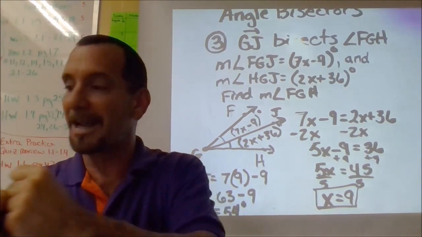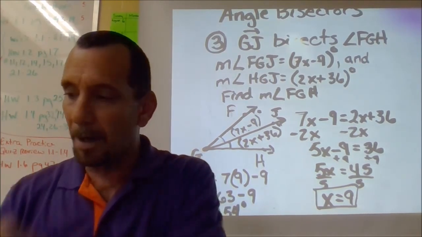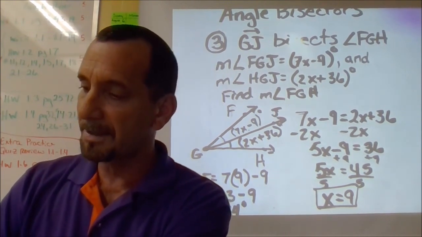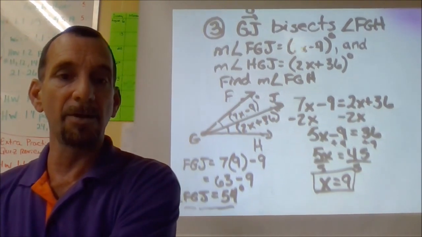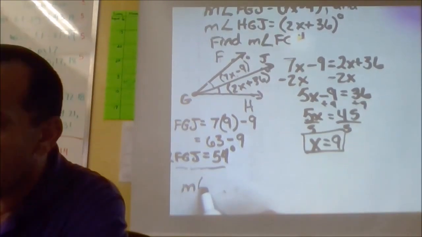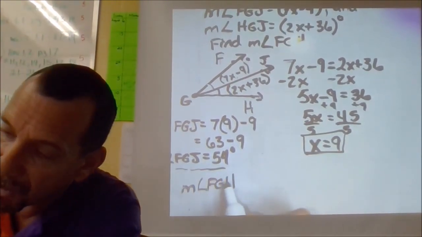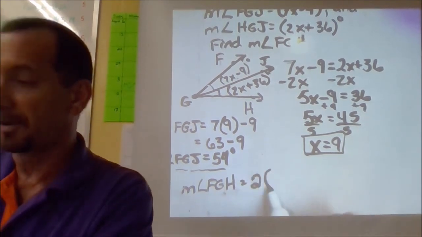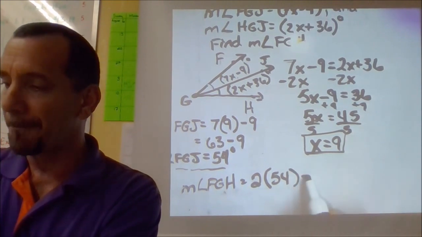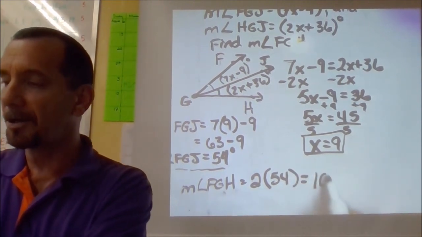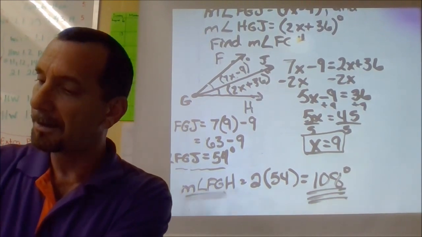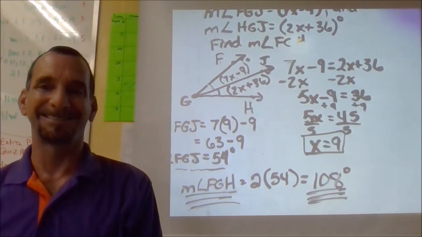Now, if that was your final answer, you almost got it. I was so excited for you. You missed it by 1 point because you really have to double that, because the angle that we're looking for, FGH, is 2 times the measure of that angle, and the magic number is 108 degrees.